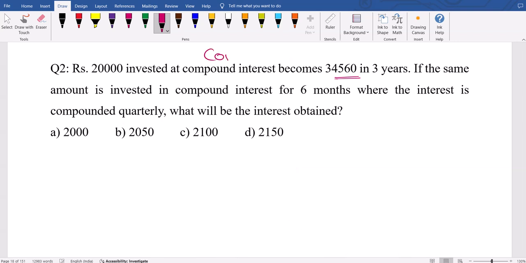compounded annually. If not given, by default we should consider compounded annually. Now they are asking compounded quarterly. So first thing, you calculate the rate of interest here.